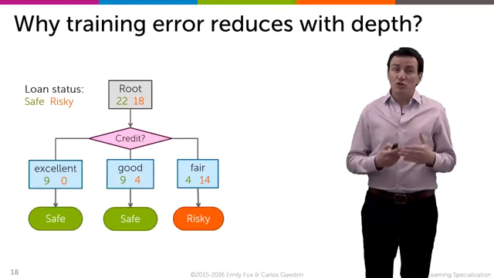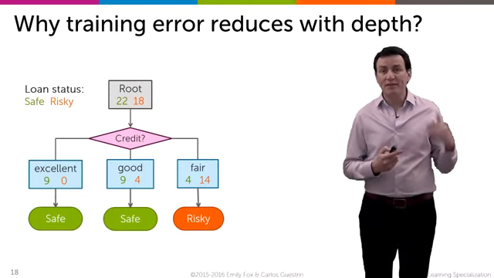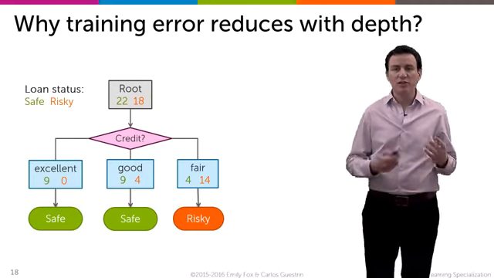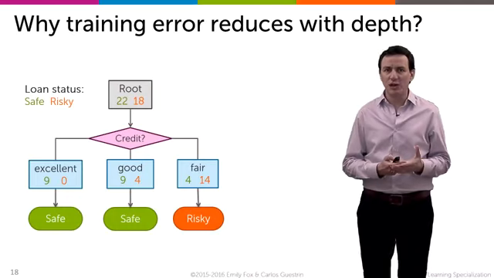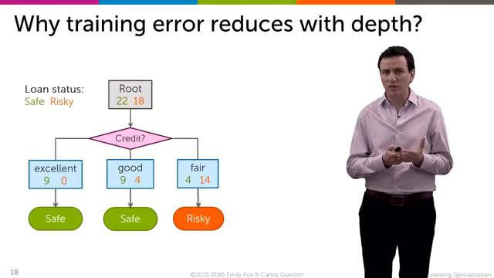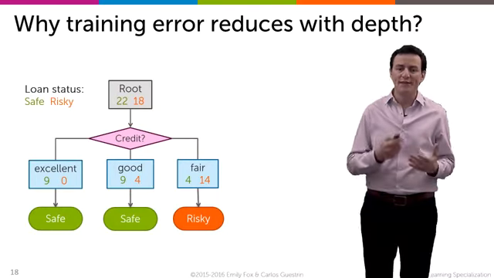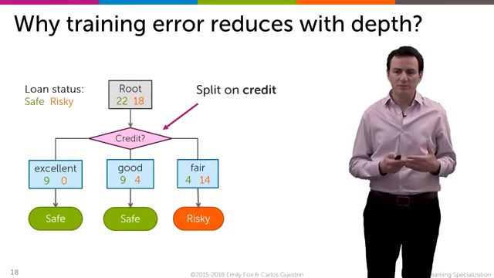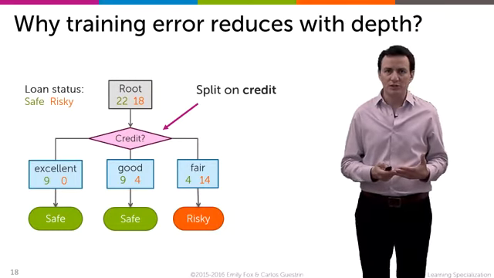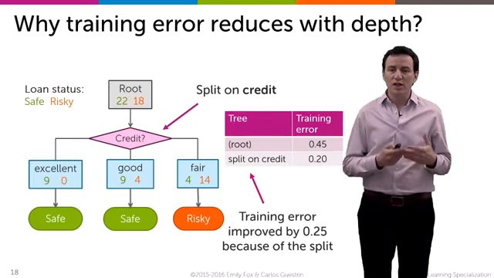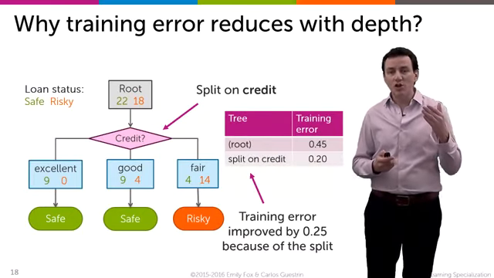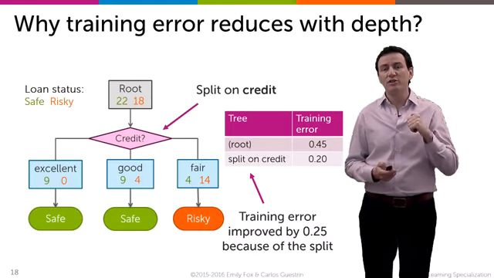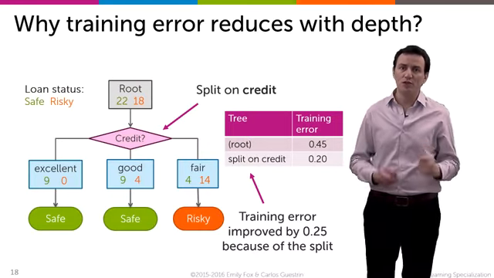So it's good to take a step back and really understand a little bit better why the training error of decision trees tends to go down so quickly with depth. Let's take this simple example where we're just learning a decision stump. We had 40 data points, just like we've been using. 22 of them were safe loans, 18 were risky. And we chose first to split on credit. Now the question is, why did we choose to split on credit first? The reason is because it improved the training error the most. It improved the training error from 0.45 to 0.20. So that was a good first split to make.